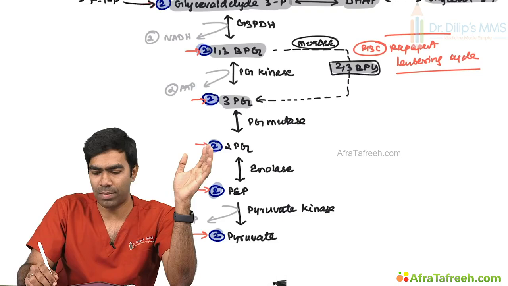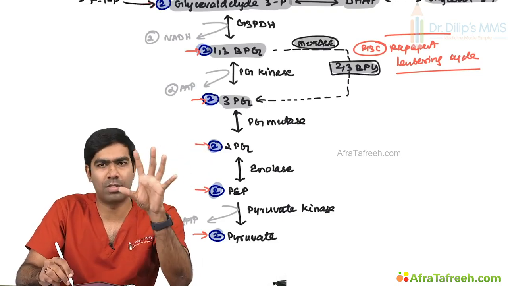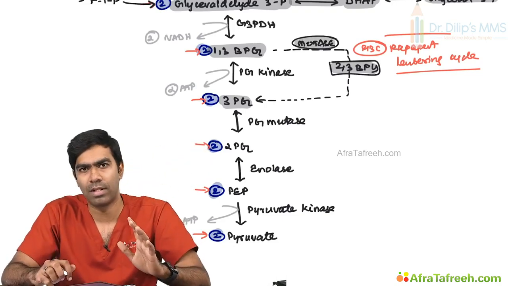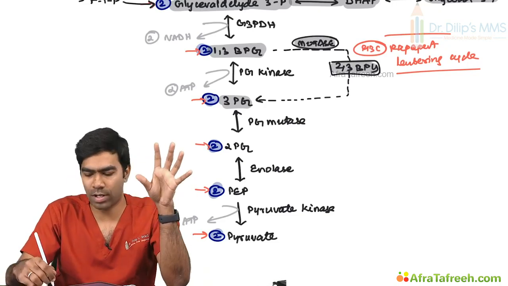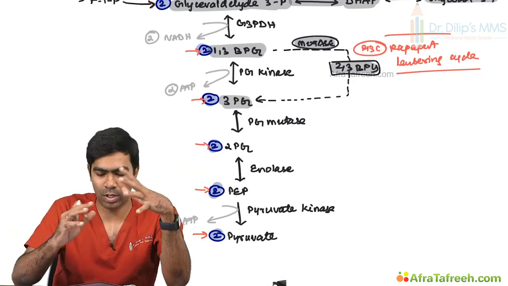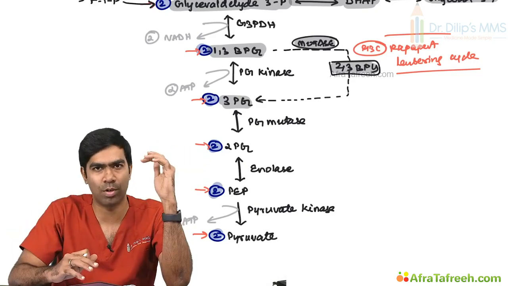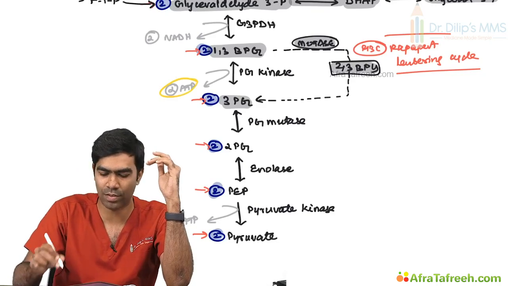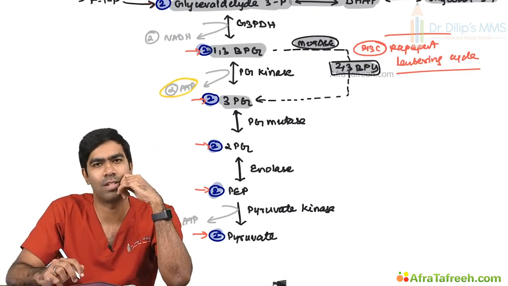It's present only in the RBCs because this mutase enzyme is specific and special to the RBCs. And one important key point that you have to note is that if you make the 1,3-bisphosphoglycerate move towards the Rapoport-Luebering shunt, you will not get the generation of ATP that is normally produced during this step.